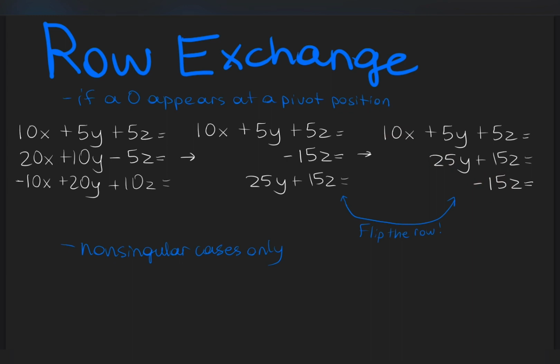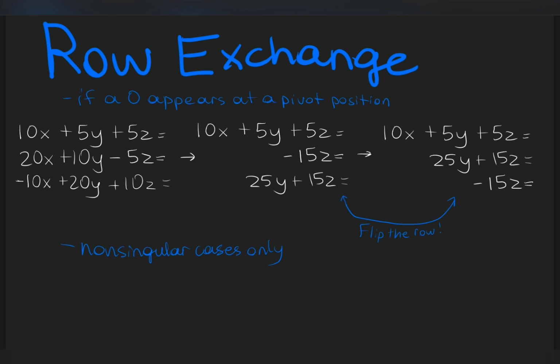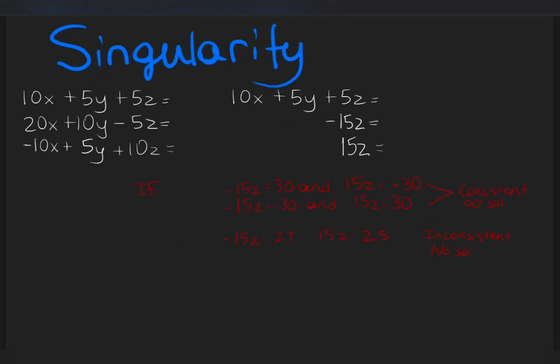And we can only conduct the row exchange method in non-singular cases. Non-singular cases are systems of equations in which there's only one solution. If there is ever a scenario when there are multiple solutions or zero solutions, we have something known as a singularity. The system of equations is then known to be singular.